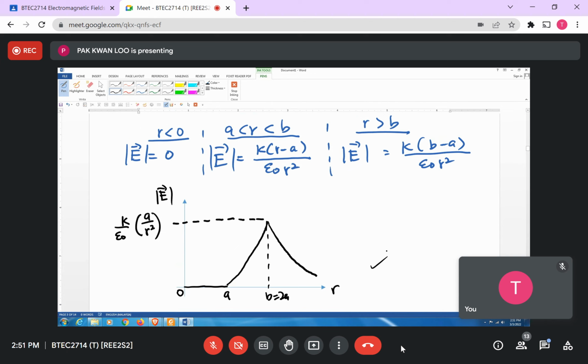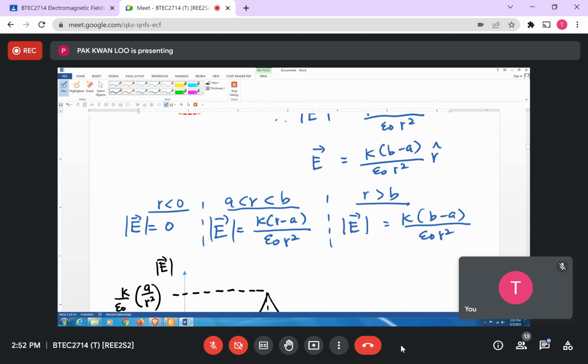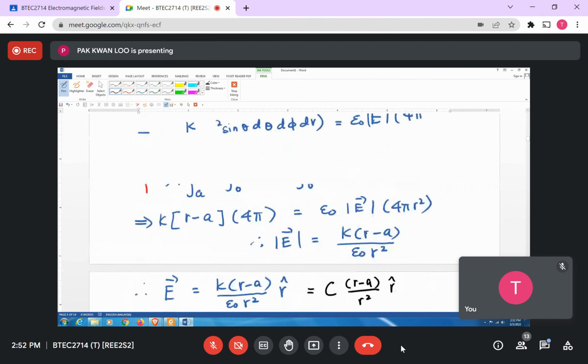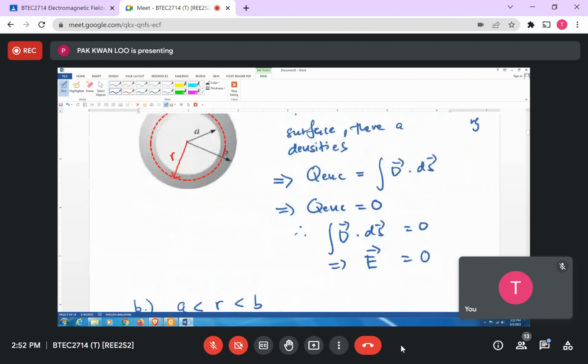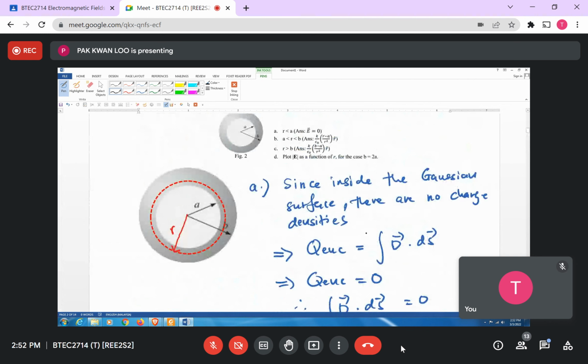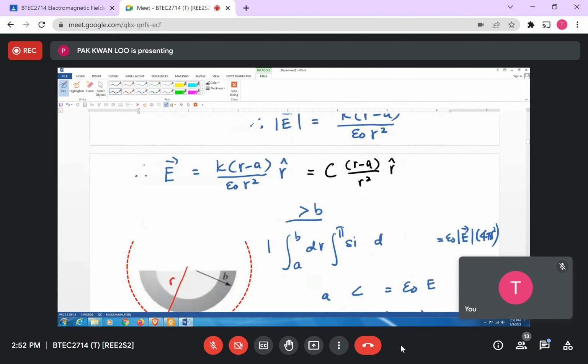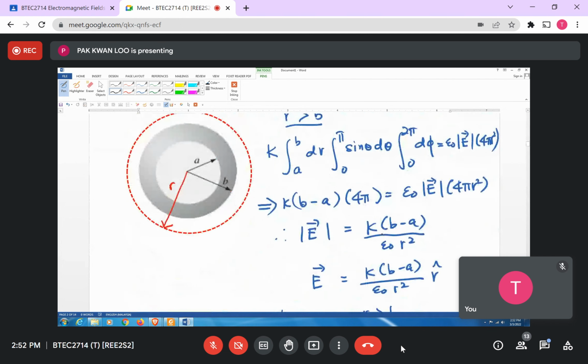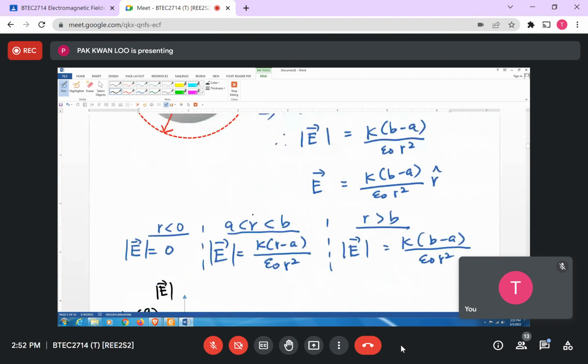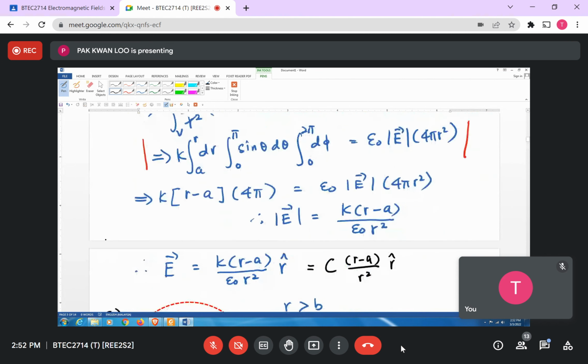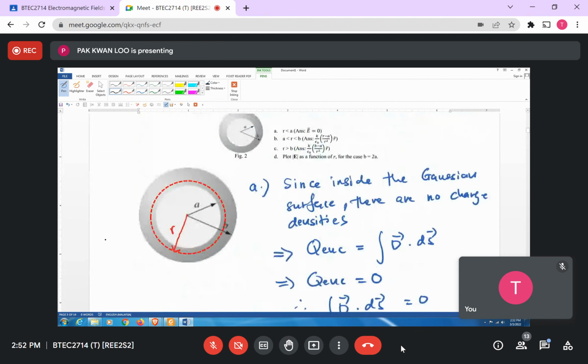So this is the curve for part D. Sorry, not part C, so AB. So this is the C part and D. Okay.